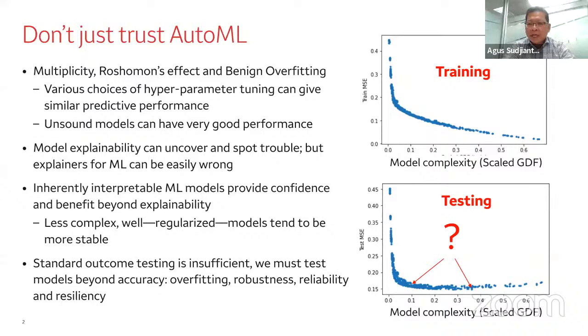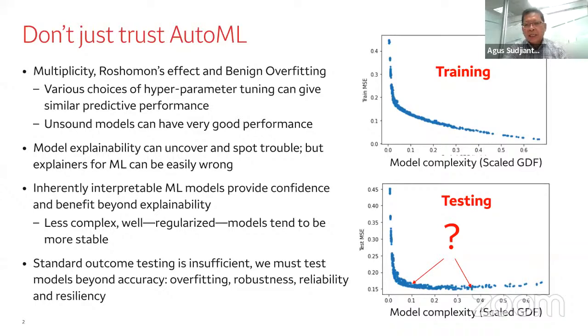Today's lecture is going to be focused on interpretable machine learning. The next lecture, next week, will be about how we detect benign overfitting, how we talk about robustness, how we look at reliability, and how we test for resiliency. All those detailed tests, beyond just simple accuracy or performance testing, are very, very critical to deploy machine learning safely and reliably in a real environment.